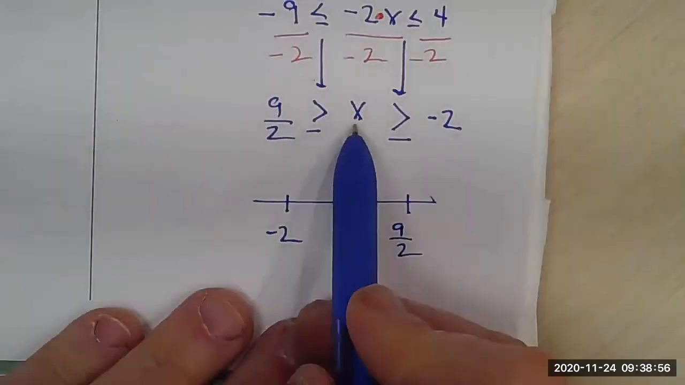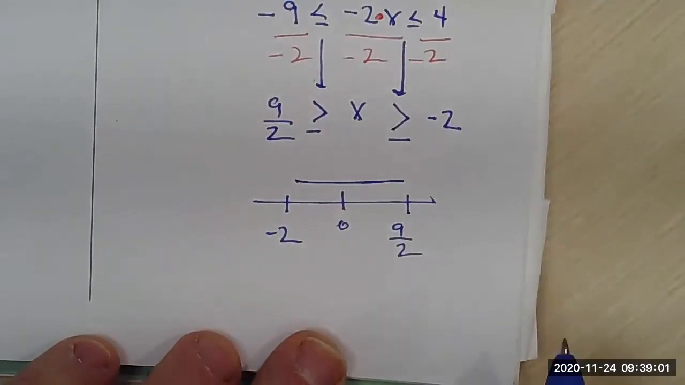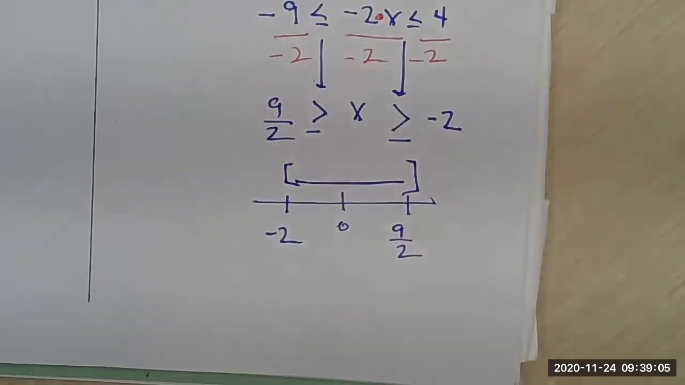And then x is in between. All the answers in between. They're both brackets and have them look at each other. And then the graph is good. Then do interval notation.